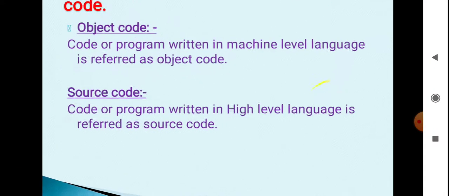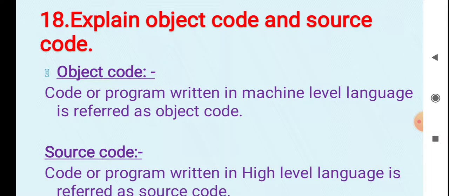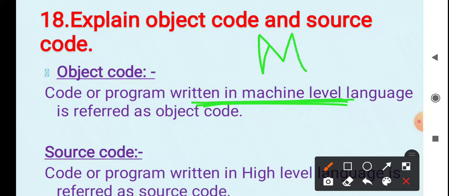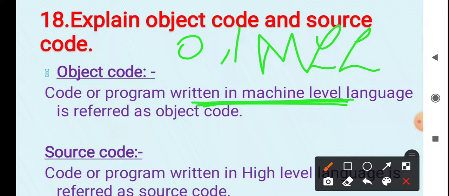Next, explain object code and source code. Object code means the program which is written in machine level language. After conversion by the compiler, all the programs will be in machine level language, that is zeros and ones. This program is referred to as object code.